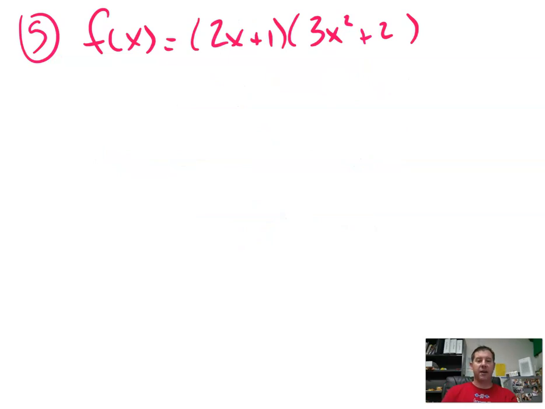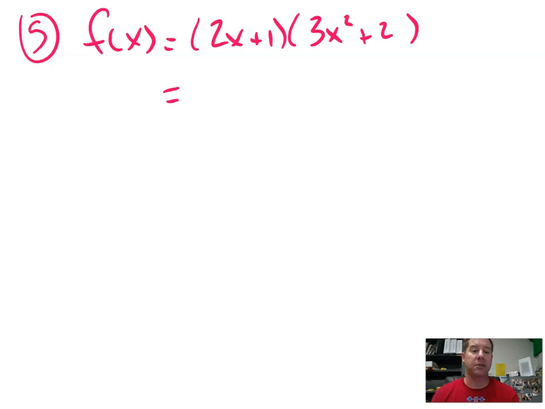Okay, here's our next one. f of x equals (2x plus 1) times (3x squared plus 2). There's actually another rule that will apply to problems like this down the road called the product rule, but we don't have that rule yet. That's something we're going to build towards. So if I want to take the derivative of this right now, I can't do it the way it looks. What I would have to do is multiply out first.